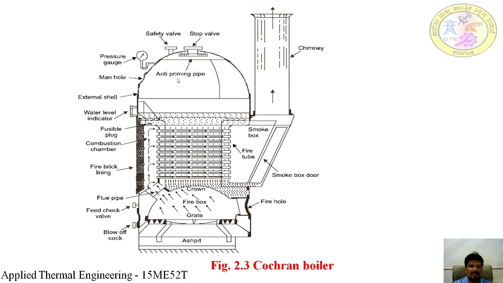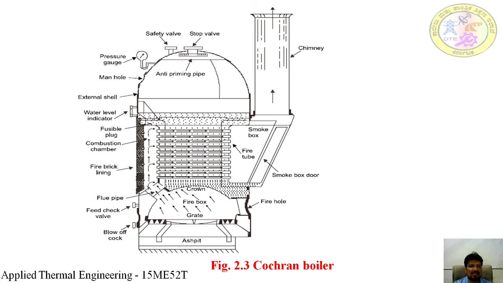So with the help of this anti-priming pipe, we convert from wet steam to dry steam to superheated steam. Through this top valve we use the superheated steam for processing or any other applications. So this is the complete construction of the Cochrane boiler.